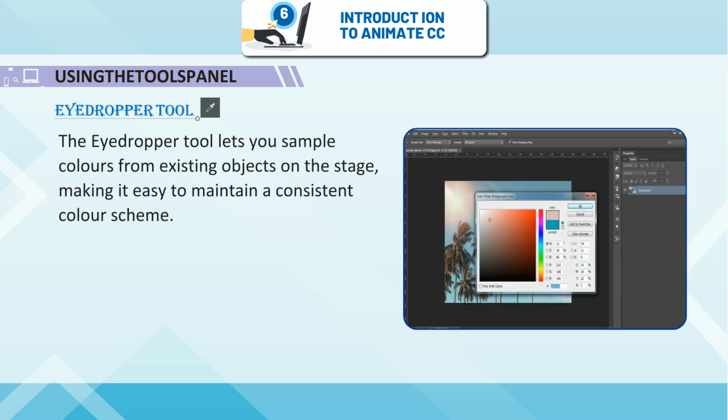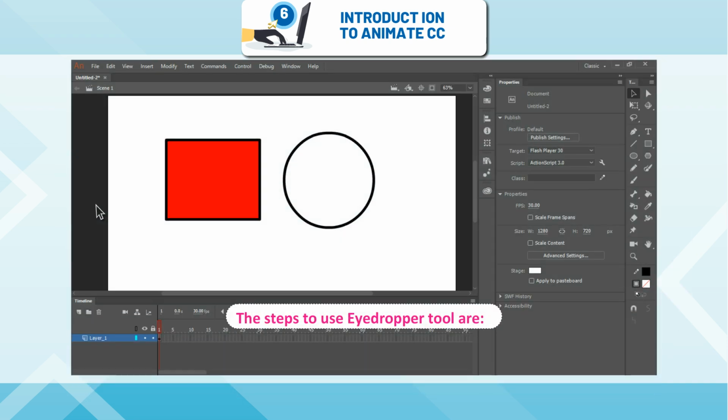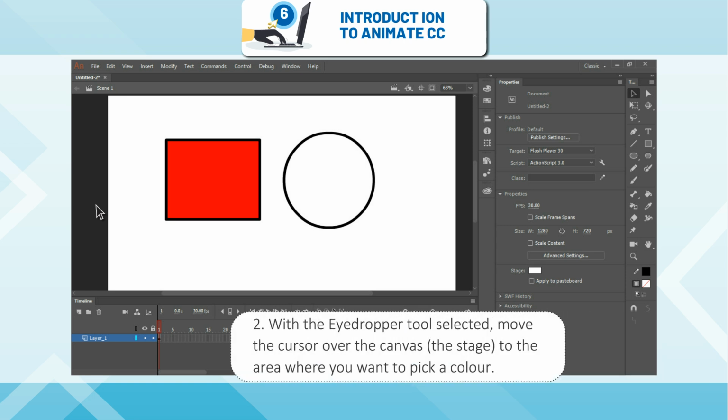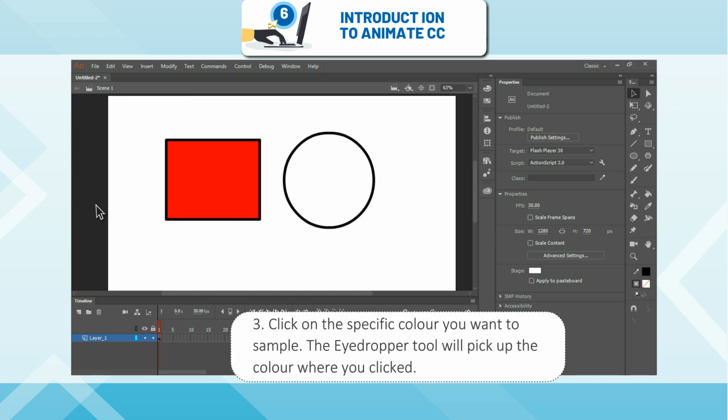Eyedropper tool. The eyedropper tool lets you sample colors from existing objects on the stage, making it easy to maintain a consistent color scheme. The steps to use the eyedropper tool are: select the eyedropper tool from the Tools panel. With the eyedropper tool selected, move the cursor over the canvas, the stage, to the area where you want to pick a color. Click on the specific color you want to sample.